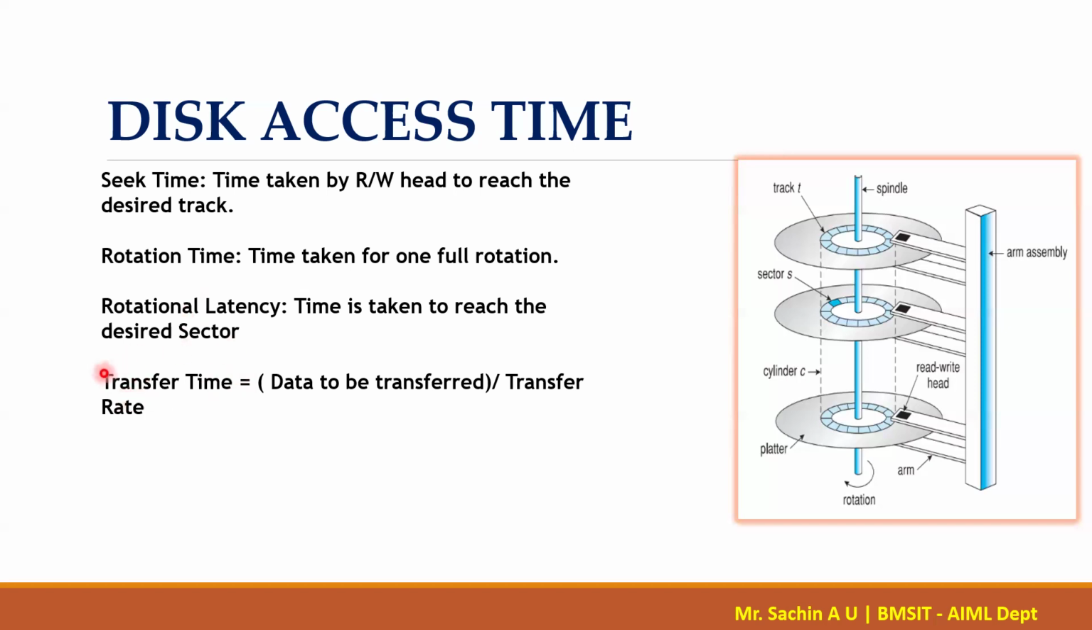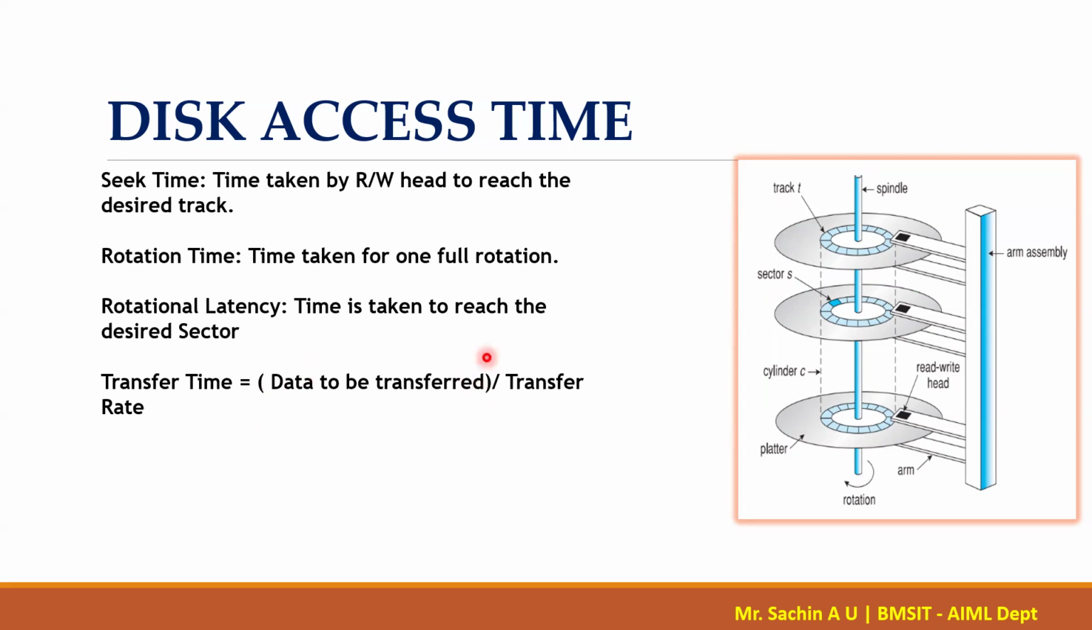Now there is one more term, called transfer time. What is transfer time? It is the quantum of data to be transferred divided by the transfer rate. For example, say you have 1 KB of data. Now, what is the transfer rate? Let us take a simple example: per second, 1 byte of data is transferred. So what is the transfer time?